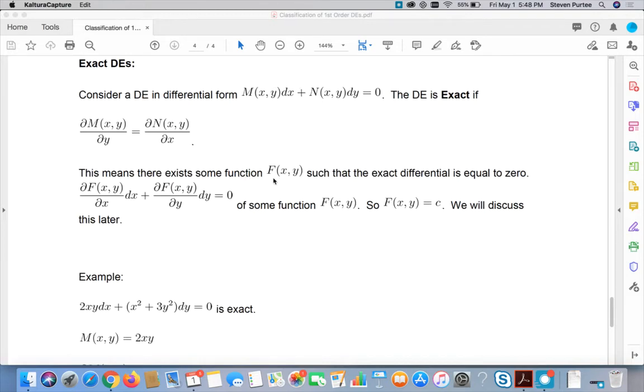So what we had here was some function. When we took his full differential, we got our DE. So that means since his full differential was 0, the only way that's possible, he must have been equal to a constant. Okay, we'll discuss that later though. We're not ready to solve those.